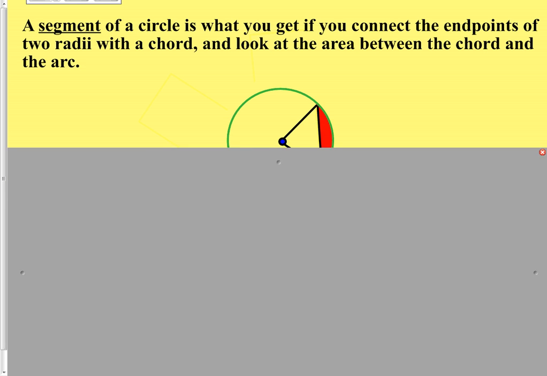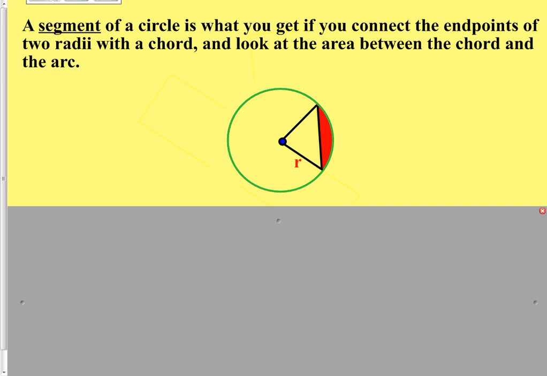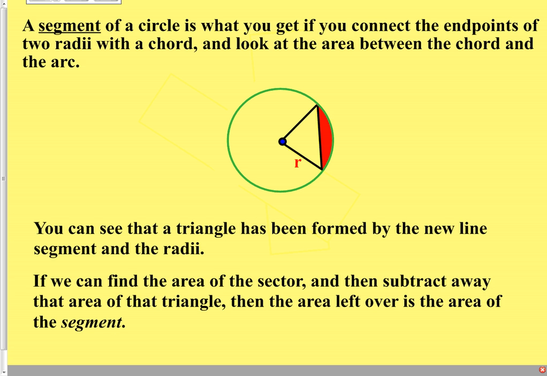Okay, now a segment. Segment is probably easily the most complicated thing that we've got going on in this unit, so it's probably where we need to make sure that we know what we're doing. A segment of a circle is what you get if you connect the endpoints of two radii with a chord, and then look at the area between the chord and the arc. If you think of a sector as a slice of pizza, then a segment is basically the crust. If you eat all the pizza out of there and don't eat the crust, you're basically looking at a segment of the pizza or something very similar.